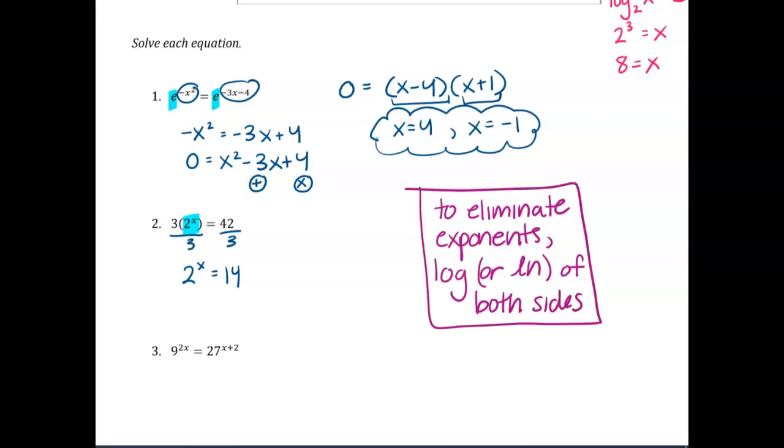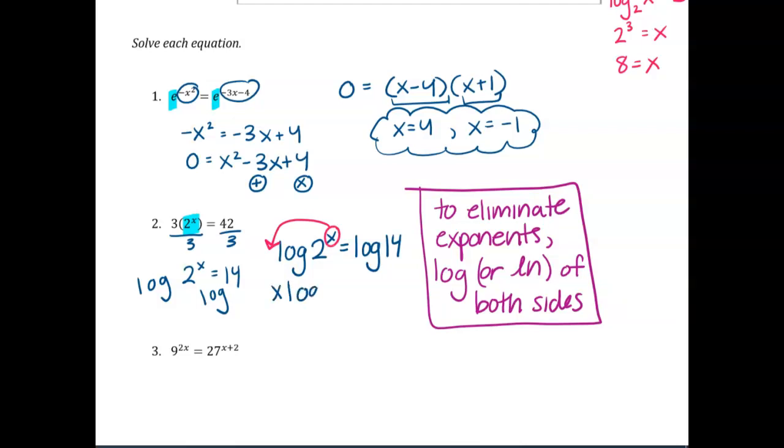So something like this, 2 to the x equals 14, the x is kind of stuck up there. I'm just going to take the log of both sides. So then I have log of 2 to the x equals log 14. And the reason it's helpful is because then this x can come down to the front, and now it's no longer stuck up there in the exponent spot.